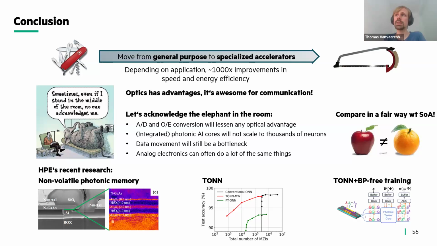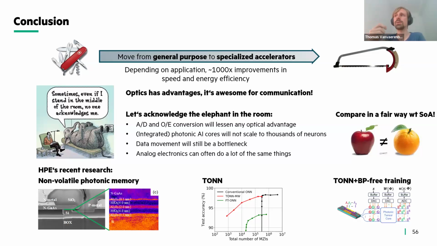And there are some dangers there, like we need to think about analog to digital conversion, optics to electronic conversions. If we do have these things a lot in our solution, probably we're not going to do a good job, because these are going to become bottlenecks that will take away the advantage that we have by doing analog computing. Then integrated photonic AI cores have an issue with the footprint of light, so it will be very hard for them to scale to thousands of neurons unless we do something special. Data movement also will be something of a bottleneck.